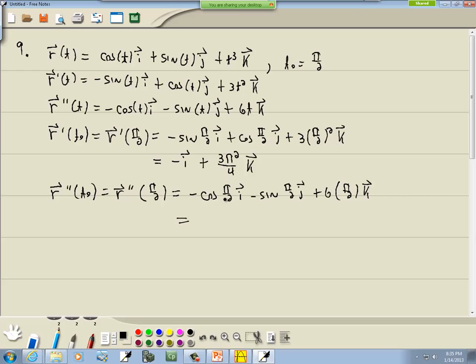Well, cosine of pi over 2 is 0, so negative 0 times i is 0. Sine pi over 2 is 1, so this gives us negative 1j, or negative j. And then 6 divided by 2 is 3, so it gives us plus 3 pi k.